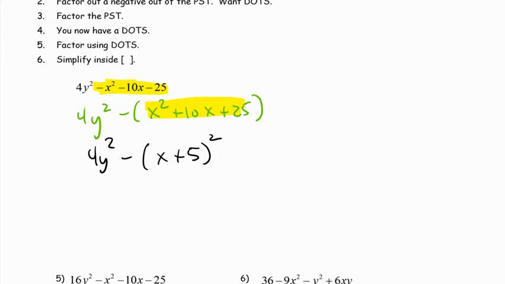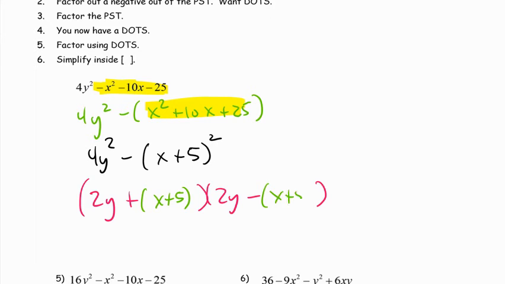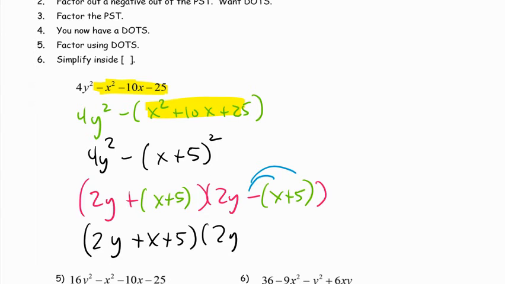Now we got a square minus a square. 2y plus, 2y minus, x plus 5, x plus 5. We got to put the parentheses because we're going to distribute that negative and go both ways. So I end up with 2y plus x plus 5, 2y minus x minus 5.